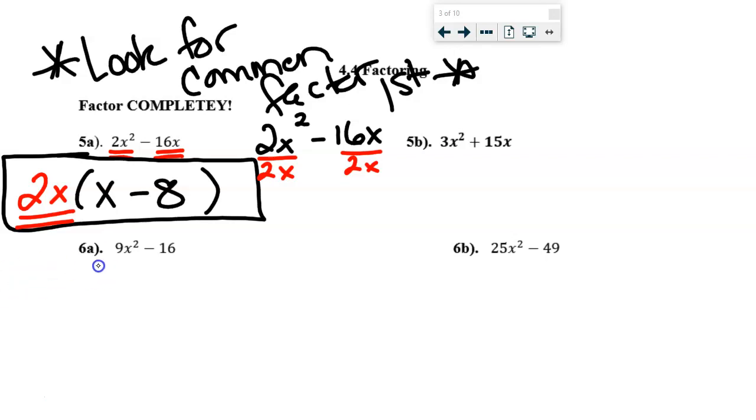So I'm going to do 6a now, and I'm going to look for a common factor again because my teacher made a big deal about it. Turns out this time I don't have a common factor. But what you do have is the difference of two squares.